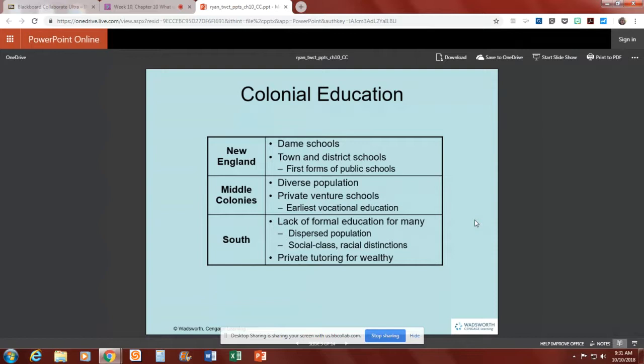The South did have more of a dispersed population, and as we know, in the South, in colonial times, there was much more of a social class and racial distinction, and private tutoring was often just offered, again in the home, for the wealthy.